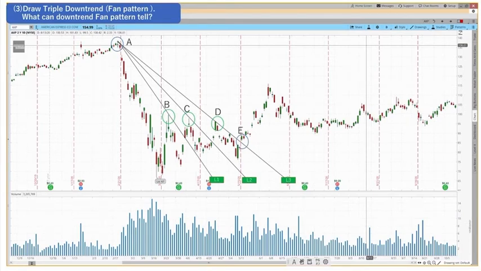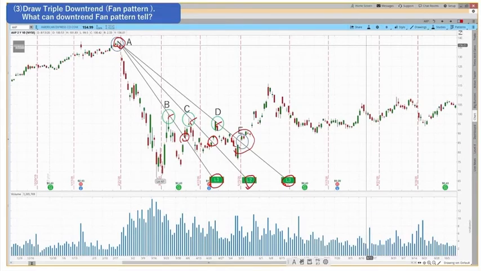Okay, so we start from A, and then we connect B, C, and D of these 3 resistance levels, and then we could get line A, line 1, line 2, and line 3. And then we could also see several breakouts here. So this is number 1, and this is number 2, and this is number 3 breakouts. So you should pay attention to any breakouts on line 3.